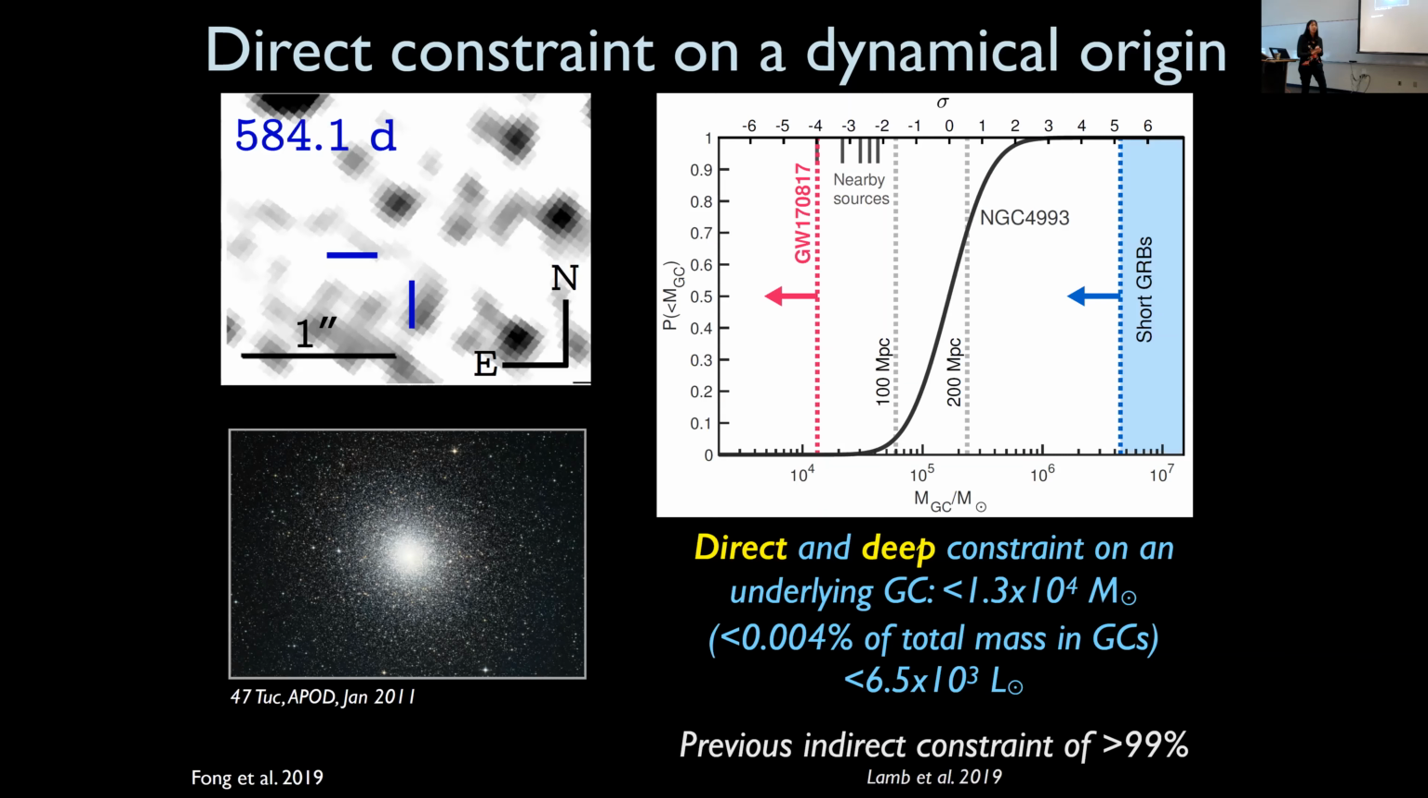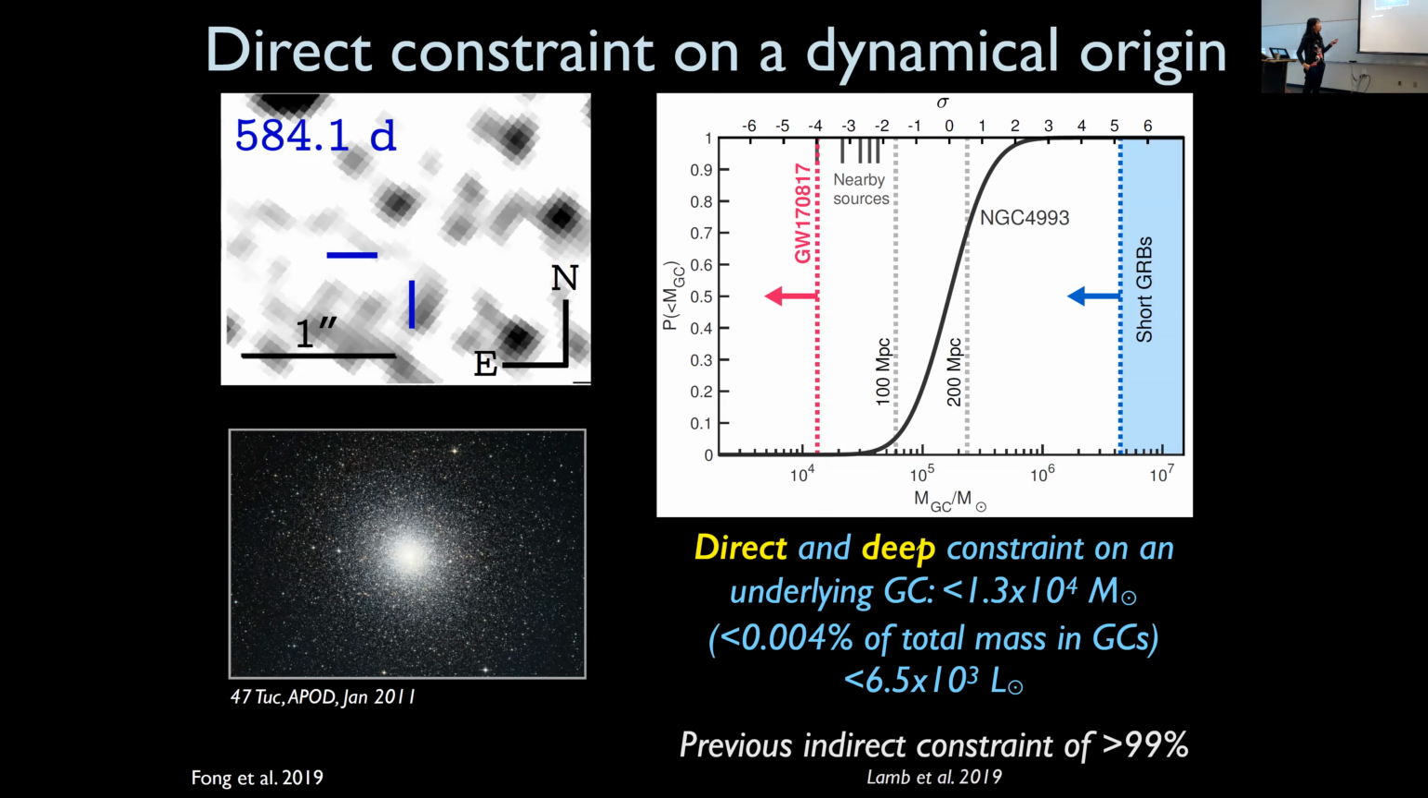This is important because it's been proposed that neutron star binaries can actually form dynamically in these clusters via exchange interactions. These are very dense stellar systems, so there can be lots of things going on: exchanges, captures, etc. And so this type of mechanism has been used to explain binary black holes, and so why not binary neutron stars? But this is actually showing us that this is basically impossible for 170817.